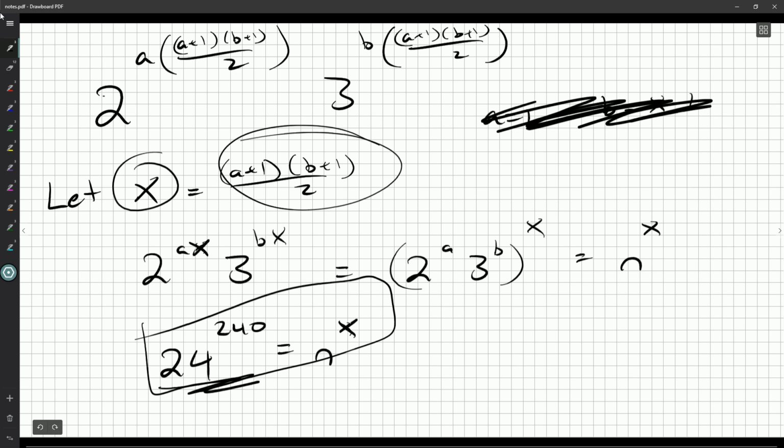A times (a plus 1) over 2 is an integer, and b plus 1 is an integer, but who says a is necessarily a factor of that? If a is even, we might have a problem. Yeah, if a is even and b is even, we might not have... Okay.